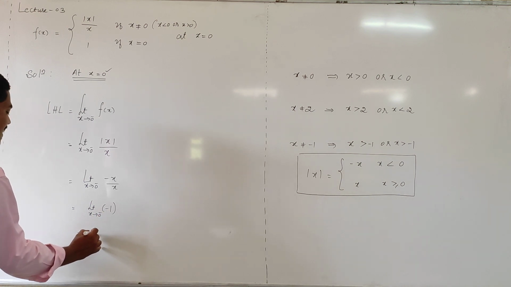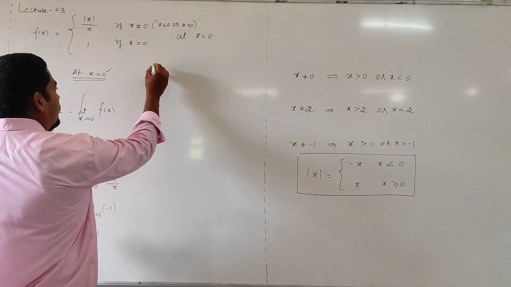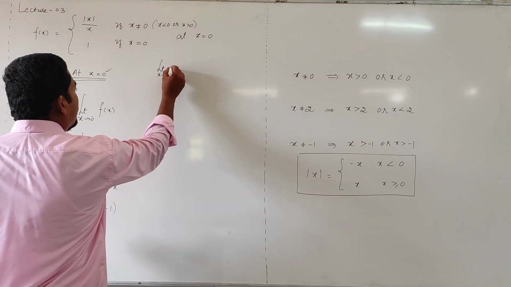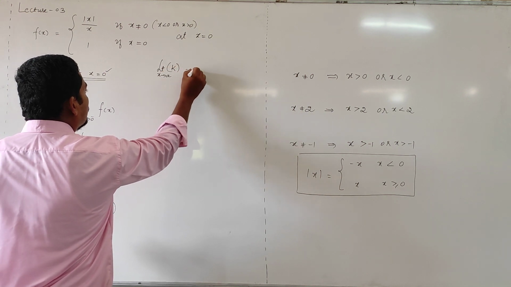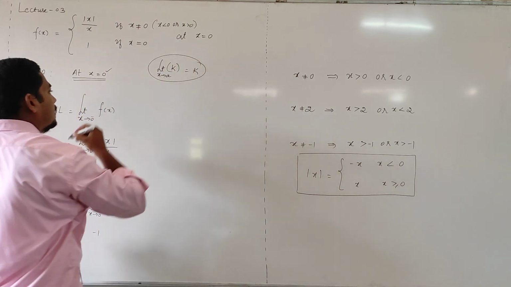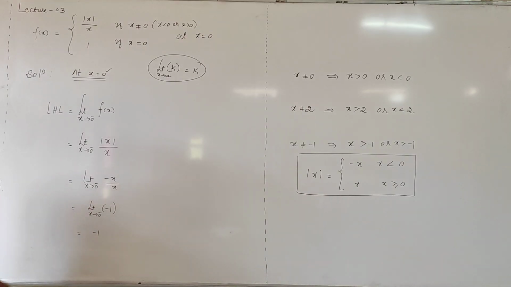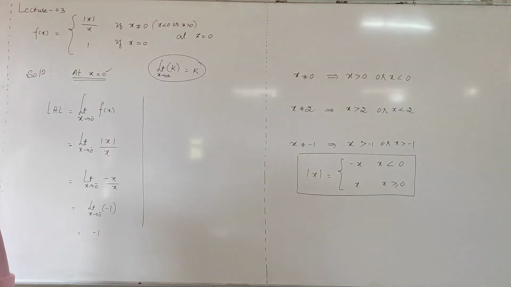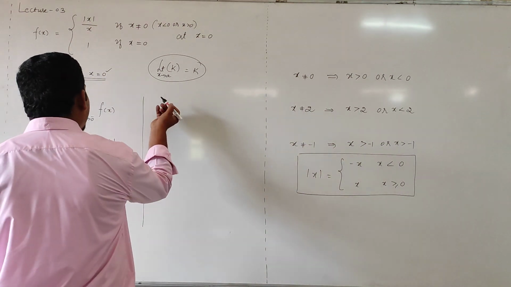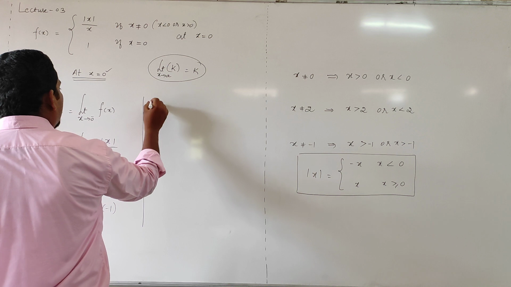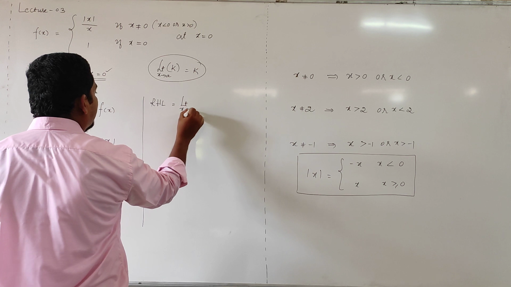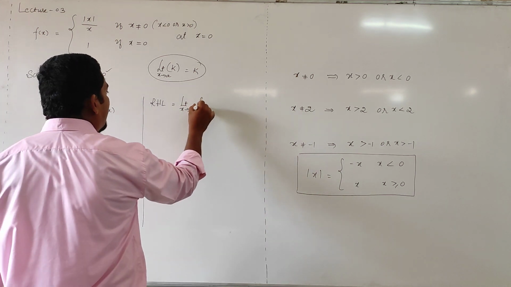Now limit of a constant is that constant only. We have one standard limit: limit x tending to any number of a constant is equal to that constant only. So limit x tending to 0 minus of minus 1 is minus 1 only. This is our left hand limit value. Similarly, evaluate the right hand limit. Right hand limit at 0, RHL equal to limit x tending to 0 plus f of x.